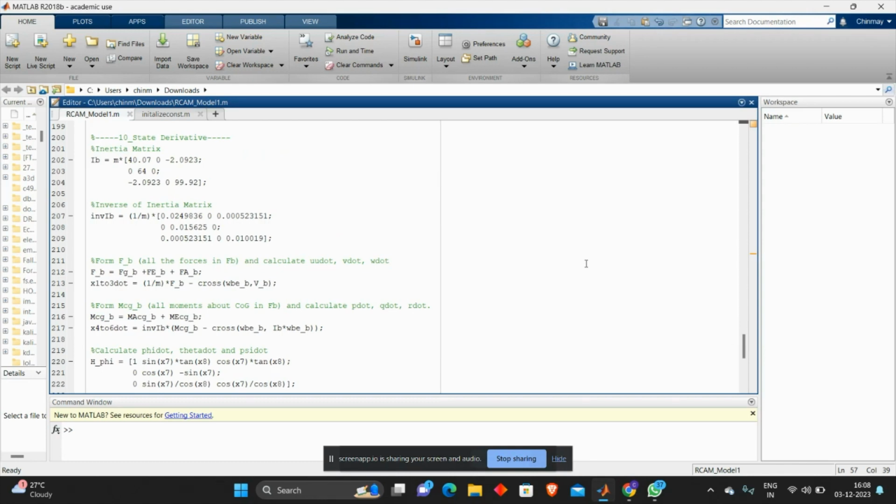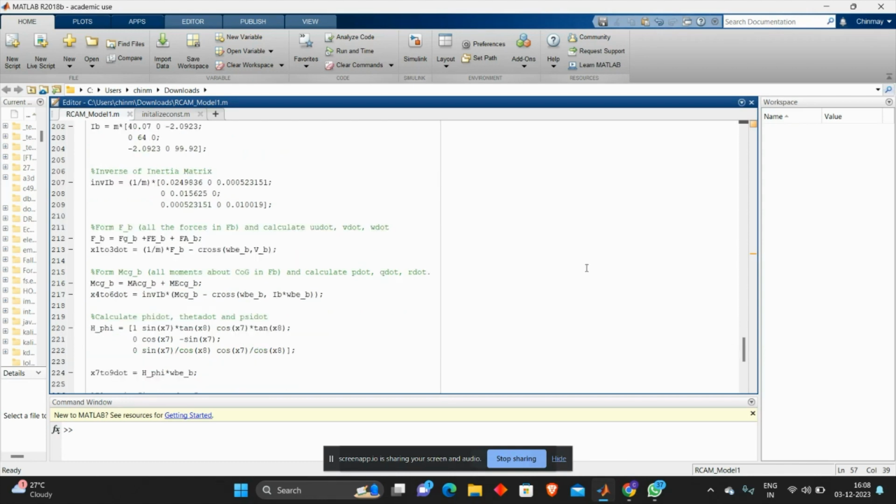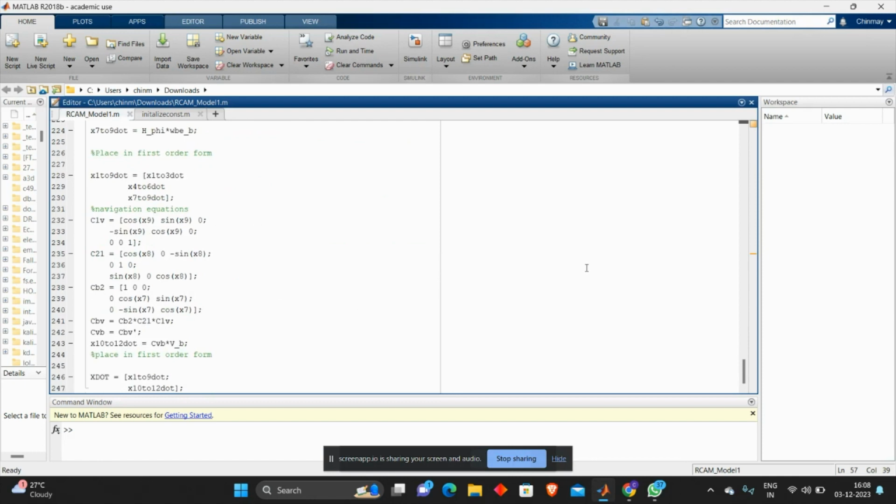It calculates the rate of change of velocities x1 to 3 dot, angular velocities x4 to 6 dot, and Euler angles x7 to 9 dot. Additionally, it calculates the derivatives for navigation equations x10 to 12 dot. The code constructs the derivative of the state variables, x dot, containing the rate of change of state variables.